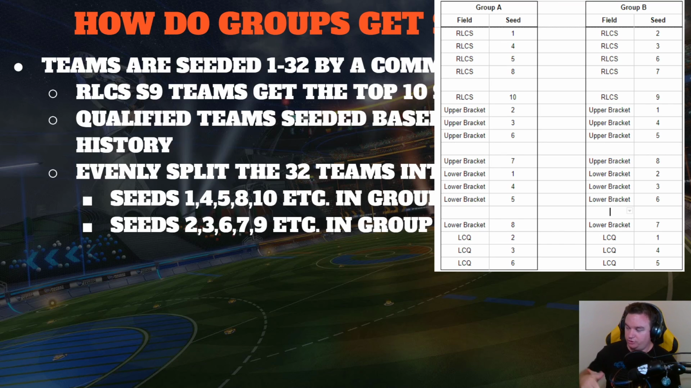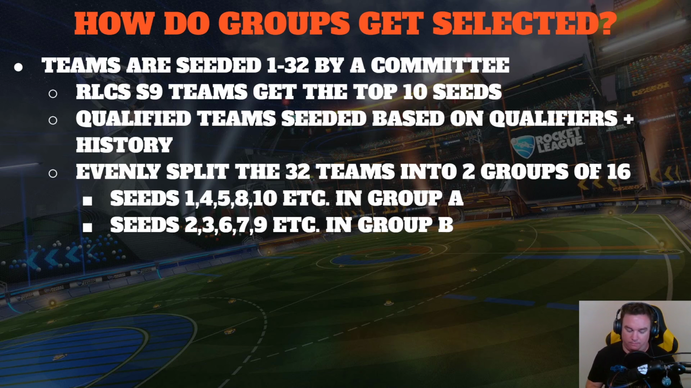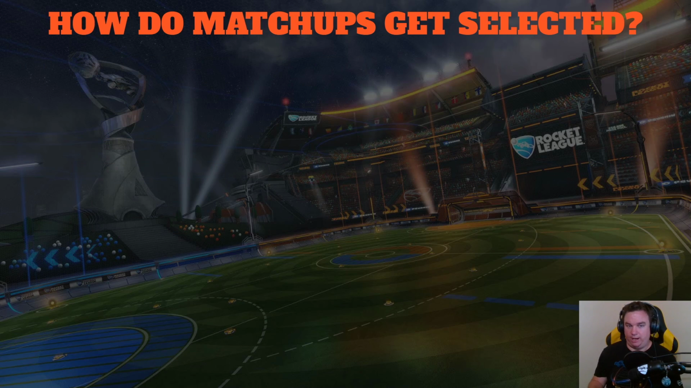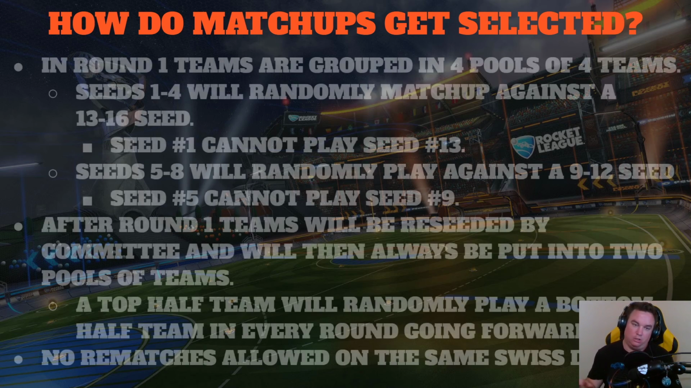Now you can see here, they're split into 4 groups. Now we're going to get to that. So that is what is coming up next. This is how it'll look to make it relatively even between Group A and Group B. So let's move forward and let's talk about how matchups get chosen.